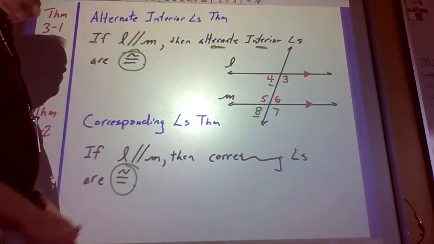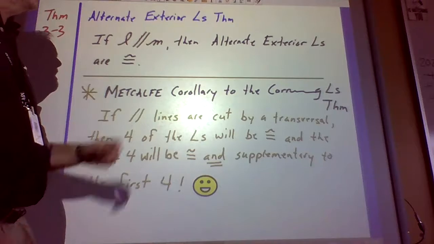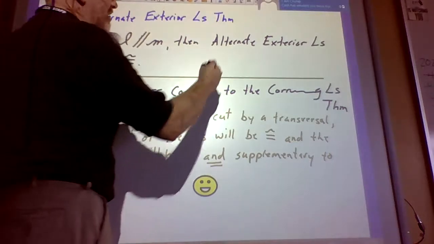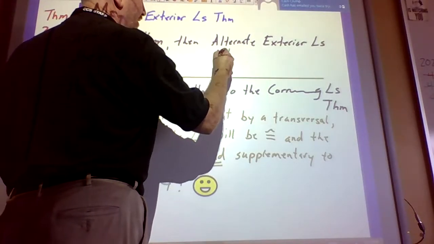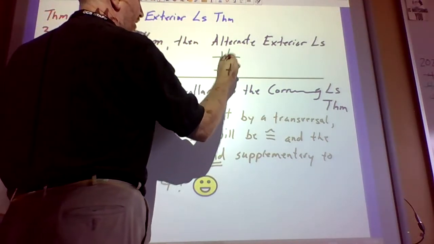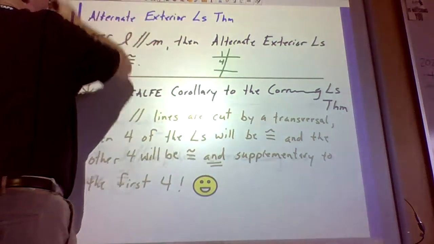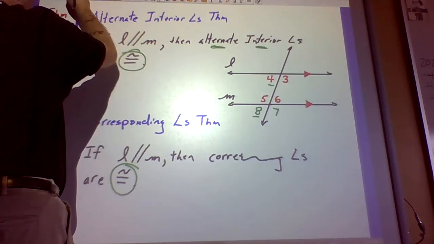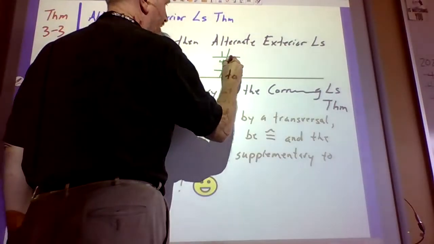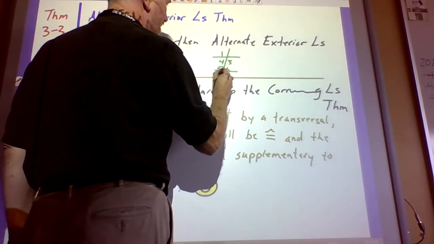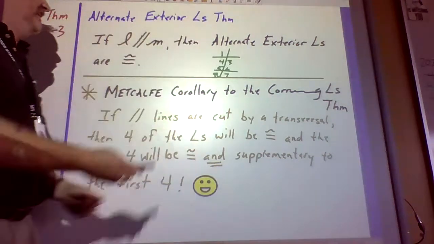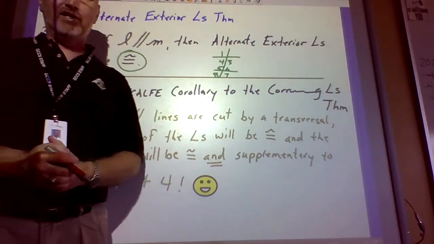All right, moving right along to the last of those 4 new relationships, and that's alternate exterior angles. If I go back to my drawing, let's see, how did I have those numbered? I know I had, we'll put a 1 here. I think I had 4, 3, 6, 5, 6, 8, 7. I think that's who I had. So alternate exterior, again, it's another congruent or equal relationship.